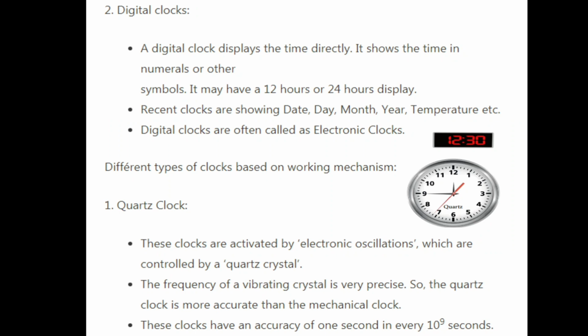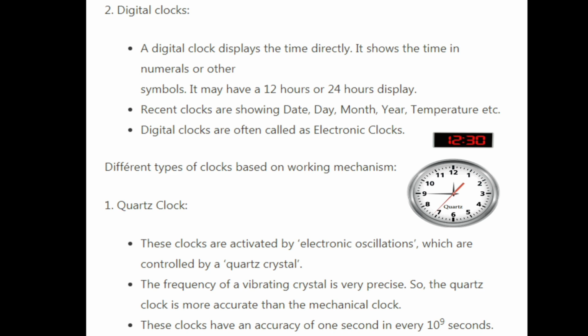Digital clocks. A digital clock displays the time directly. It shows the time in numerals or other symbols. It may have 12 hours or 24 hours display. Recent clocks are showing date, day, month, year, temperature, etc. Digital clocks are often called as electronic clocks.